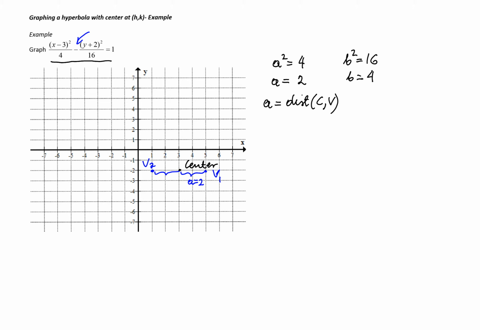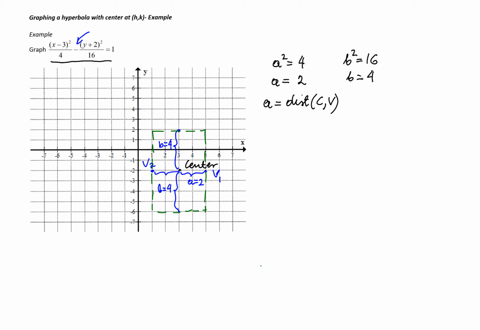Now we use the value of b to find the rectangle that will contain the diagonals. So starting with the center, we move a distance of b, which is 4, up to get one point, and we'll go a distance of b equal 4 down to get the second point. Once we have those points, we draw a rectangle that goes through those 4 points, the vertices and the points on the conjugate axis. A rectangle that has sides that are parallel to the x and y axes.